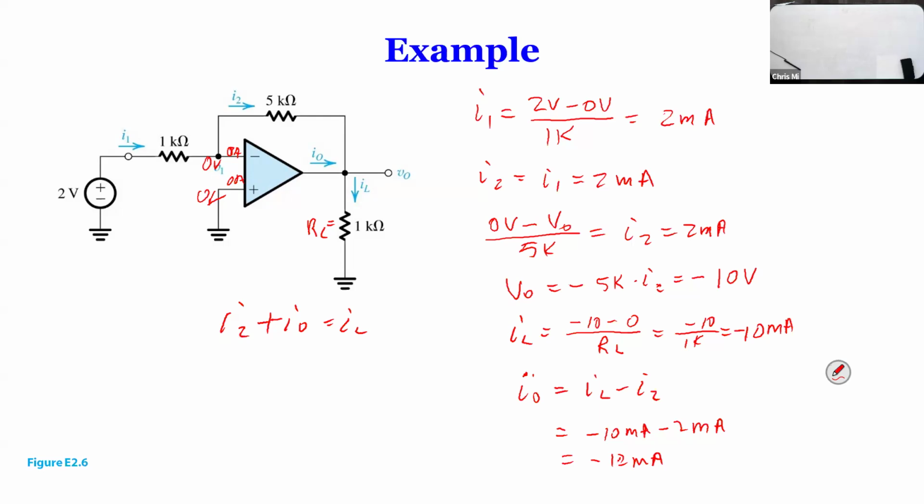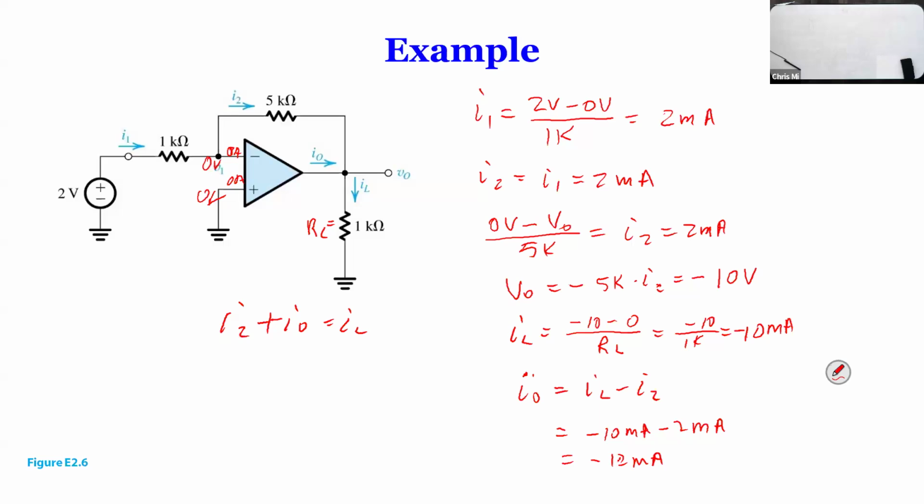12 milliamps is supplied by the op amp. It's supplying a negative current, right? You're right. It's like a sinking. So we call it actually absorbing power into that op amp. So our op amp can either have current come out or current come in.